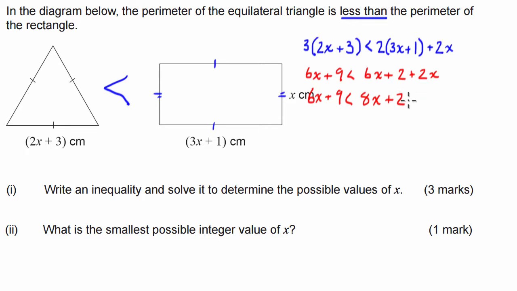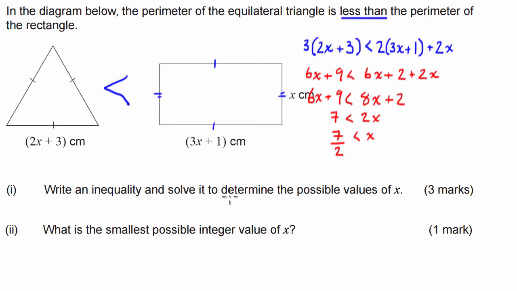I'm going to move our numbers to the left, and I'm going to move my unknown to the right. So I'm going to have 7 on this side. It's going to be less than 8x take 6x, which is 2x. Then we divide both sides by 2, and we have x is going to be greater than 7 over 2.